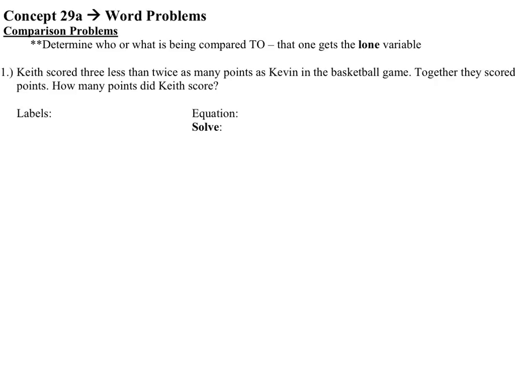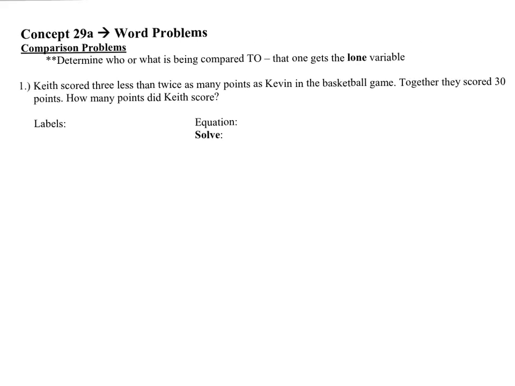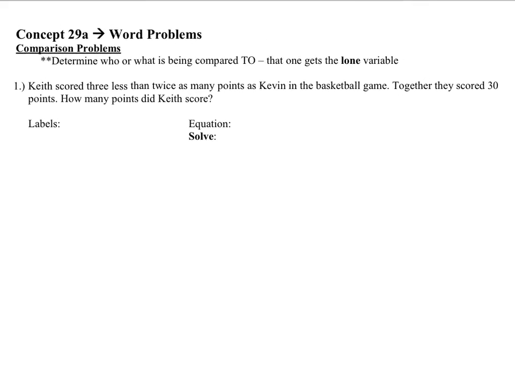So let's go ahead and start off with the very first one. Whenever you have a word problem, you're going to probably have to read it more than once. So my advice would be to read it all the way through. So let's go ahead and do that. It says here that Keith scored 3 less than twice as many points as Kevin in the basketball game. Together, they scored 30 points. How many points did Keith score?